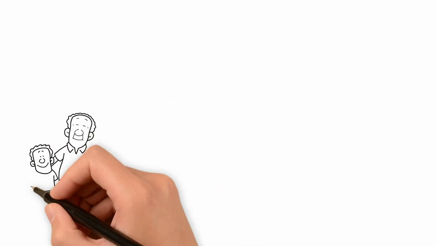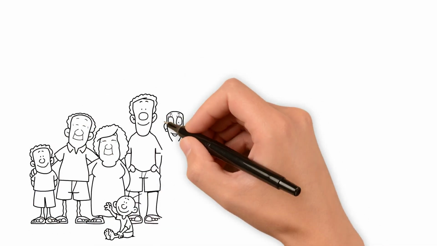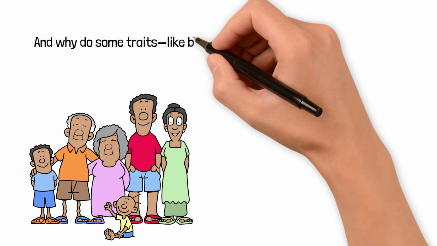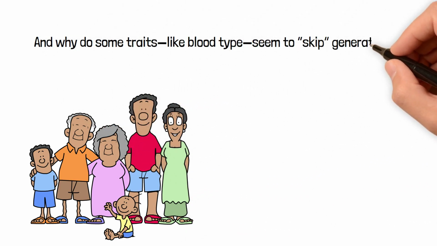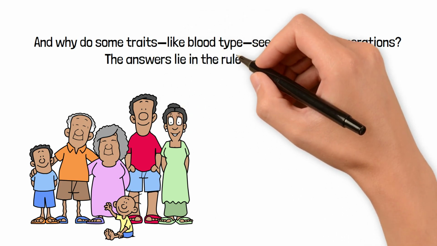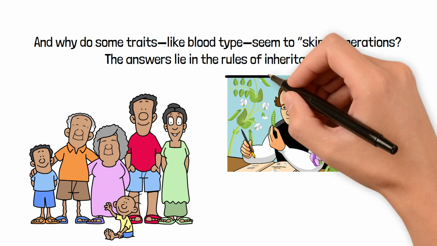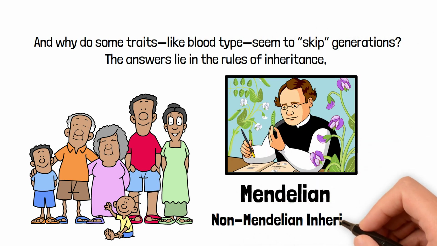Here's something to think about. Why do you have your mother's eyes but your father's height? And why do some traits, like blood type, seem to skip generations? The answers lie in the rules of inheritance, first uncovered by Gregor Mendel, and later expanded into what we now call Mendelian and Non-Mendelian inheritance.